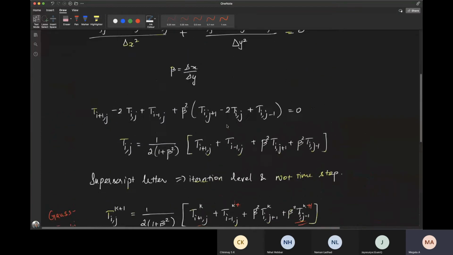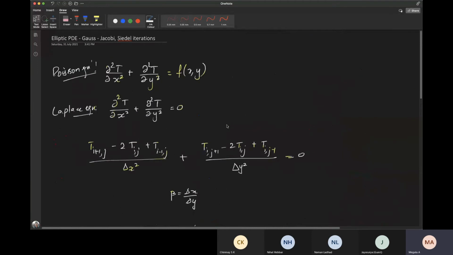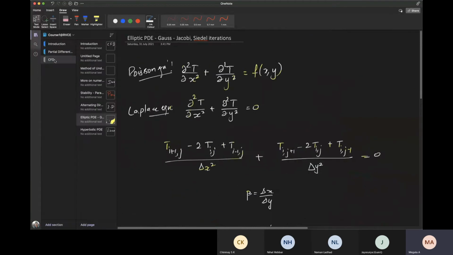So yeah, this is Gauss-Jacobi and Gauss-Seidel iteration. Elliptic PDEs will usually be solved using these. Next, let's move on to hyperbolic PDEs.